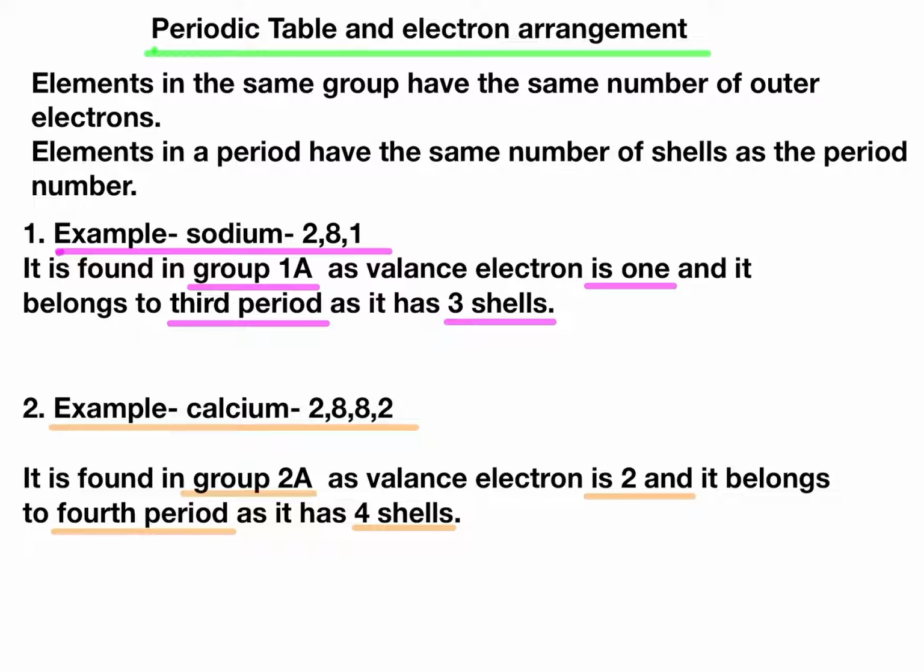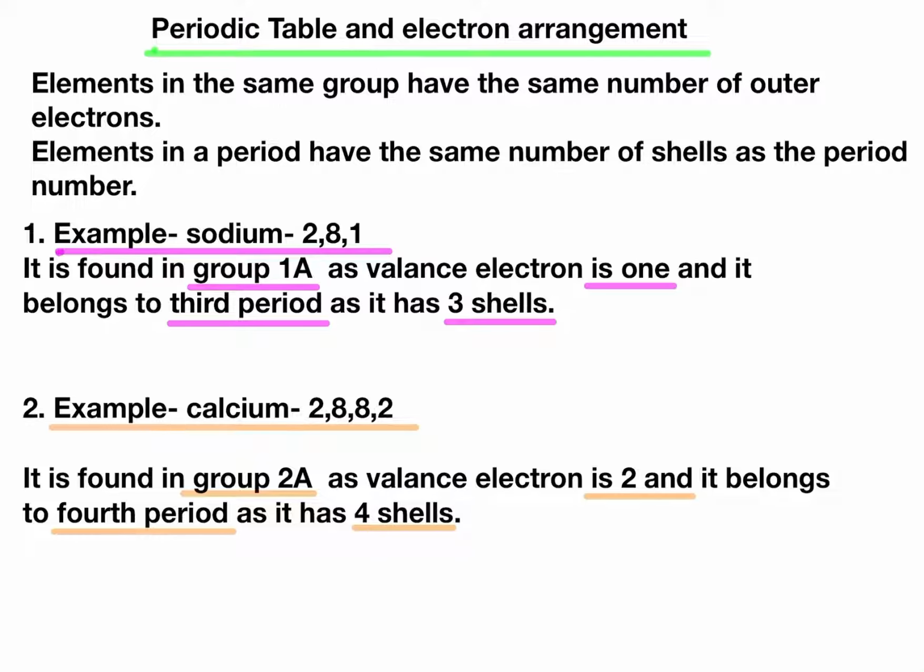Periodic table and electron arrangement. Elements in the same group have the same number of outer electrons. Elements in a period have the same number of shells as the period number. You'll see here as an example, sodium's electronic configuration is 2, 8 and 1.